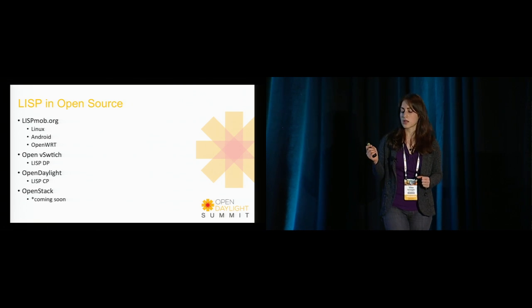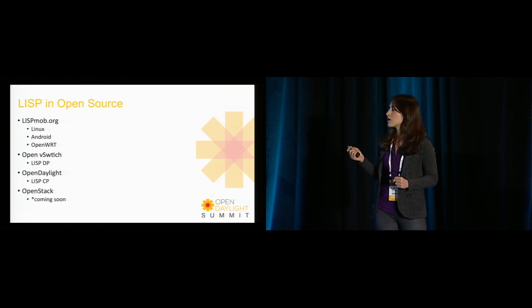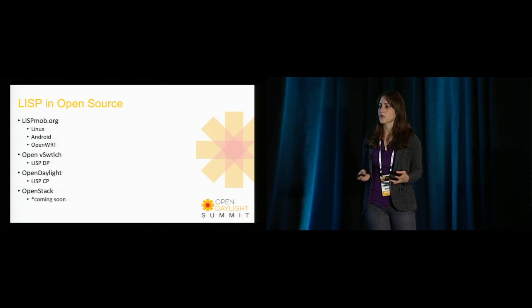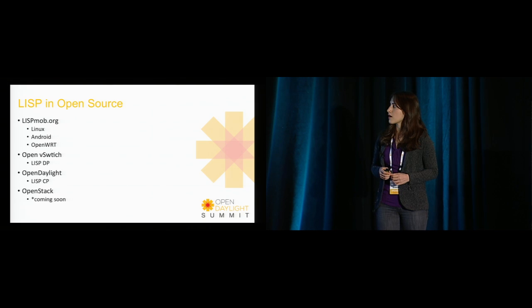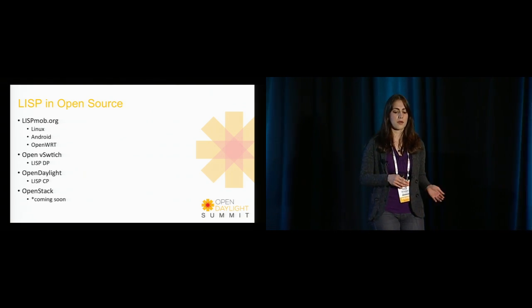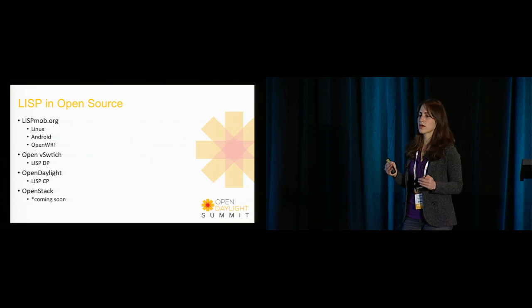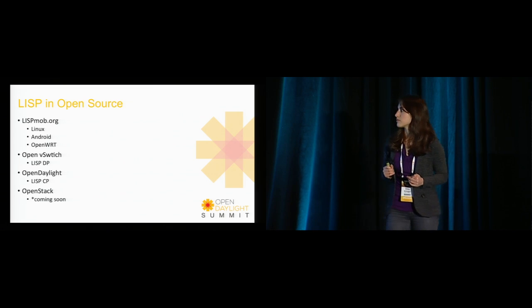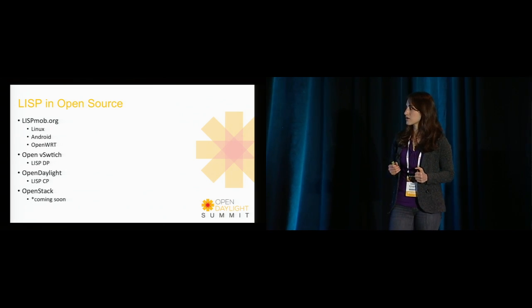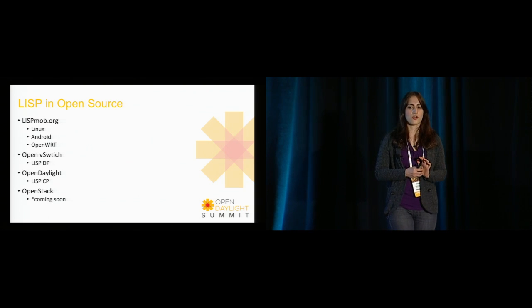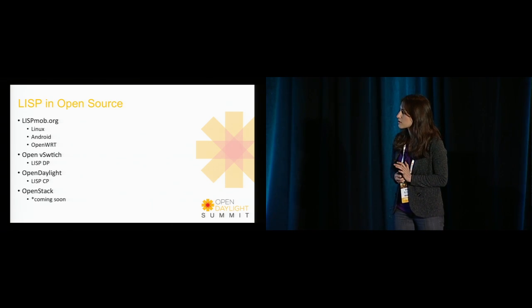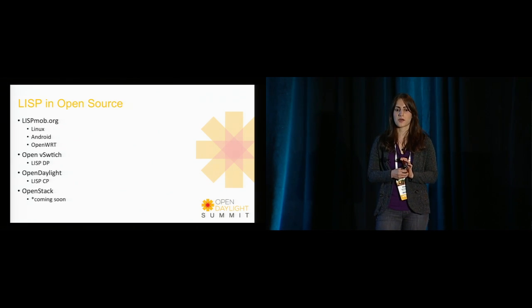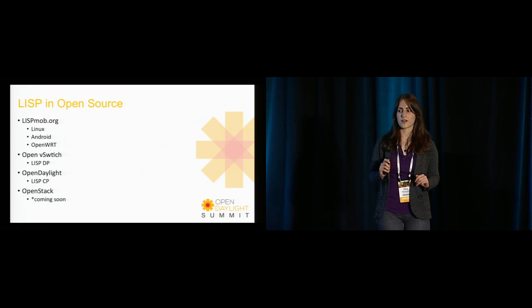Then we have LISP data plane enabled in Open vSwitch. So you can set up a LISP vport in OVS and have a LISP overlay. And we have the LISP control plane, or basically the mapping system side of LISP, which provides the EID to RLOC mappings in OpenDaylight, which is what I'm going to go into more detail right now. We also have integration with OpenStack coming soon. So hopefully very soon you can go to OpenStack and, using the OpenDaylight Neutron plugin, set up your LISP network and introduce all kinds of cool policies.